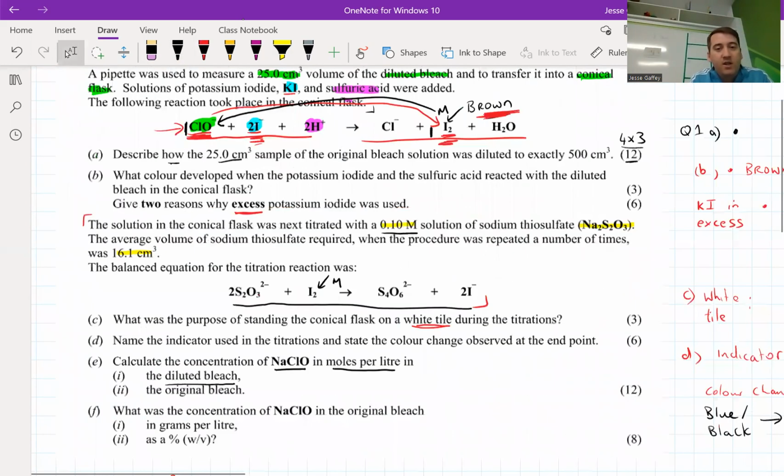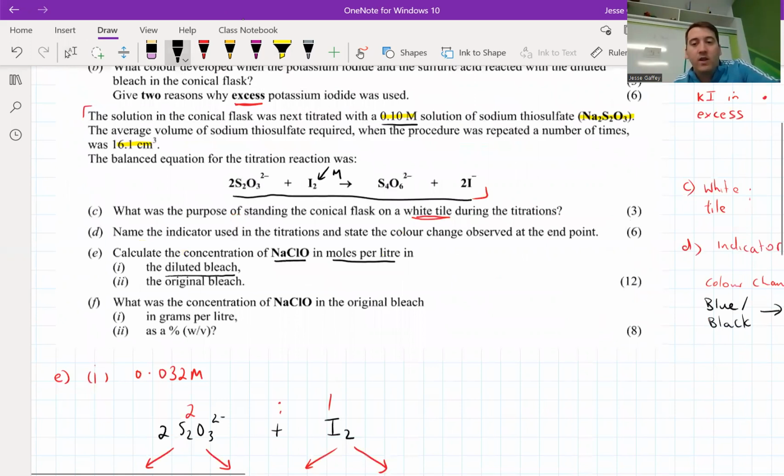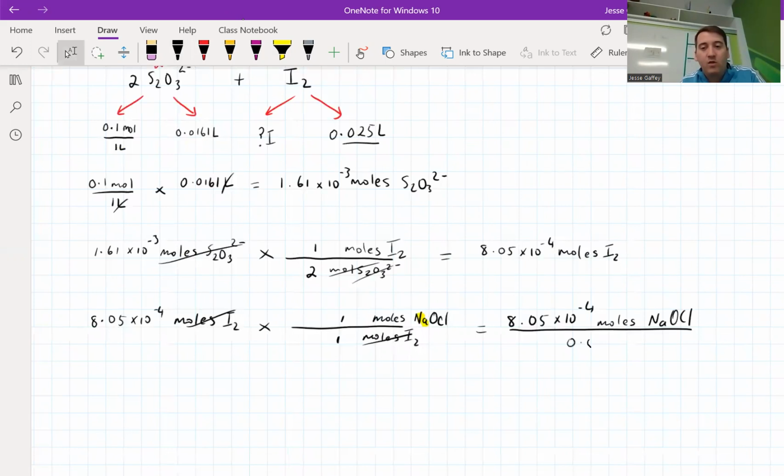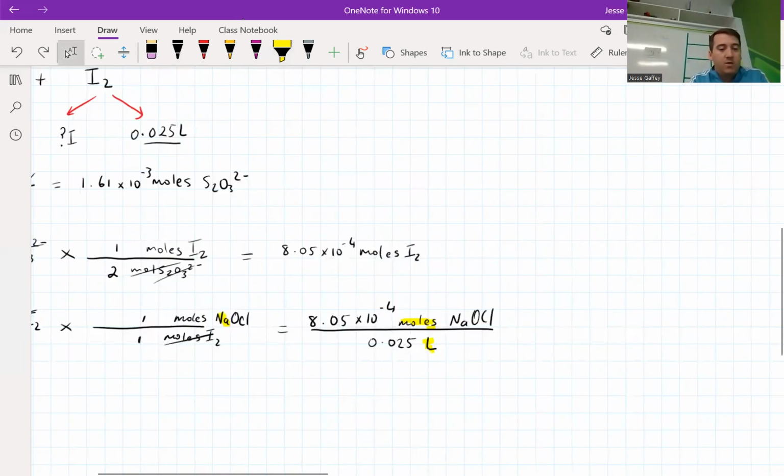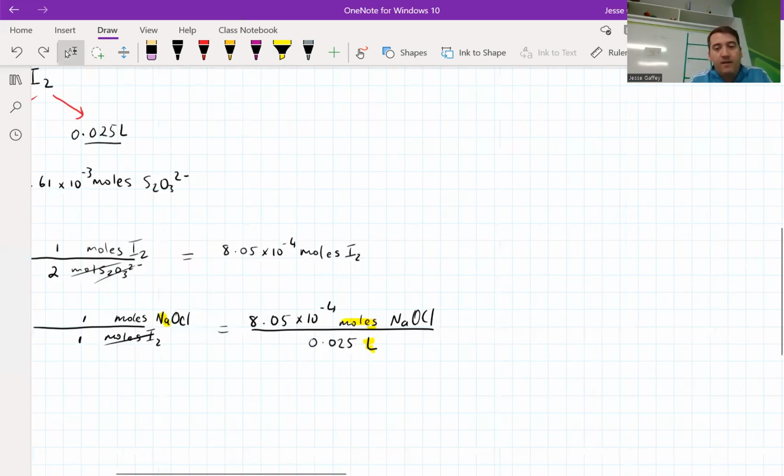Well, as you can see here, the diluted bleach, there was 25 centimeters cubed put into the flask. So this was in, as we said here, this volume here, 0.025 liters. So now we've created the unit moles per liter, and that was this many moles in this many liters. So if we put that in our calculator, it'll give us how many moles there would be in 1 liter. So 8.05 times 10 to the minus 4 over 0.025 liters. And what that gives us is 0.0322 is what I'm getting.